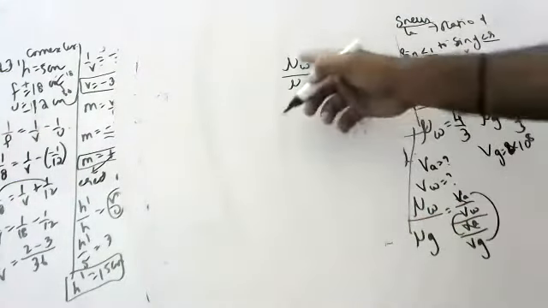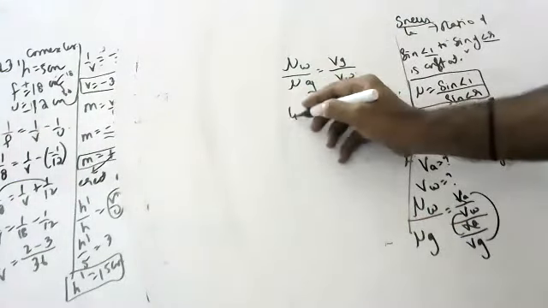Refractive index of water, how much do they give, children? 4 by 3. Glass, how much? 2 by 3. Velocity of light in glass, how much? 2 into 10 to the power of 8. Light in water, we should find out. This goes here, children. So 4 threes are 12, 2 threes are 6, is equal to 2 into 10 to the power of 8 by velocity of light in water. Cross multiplication.